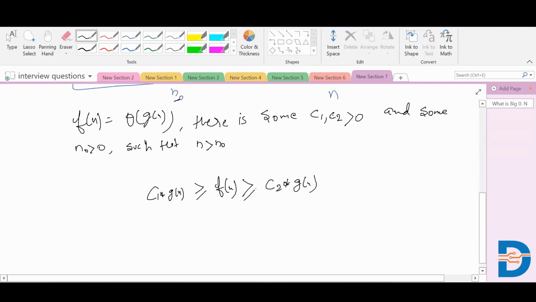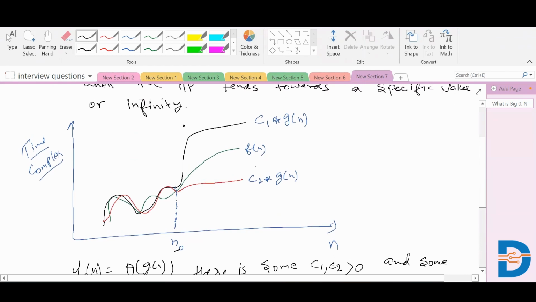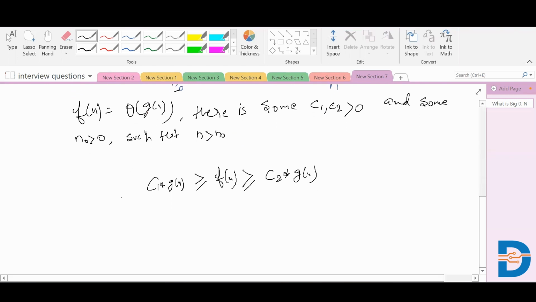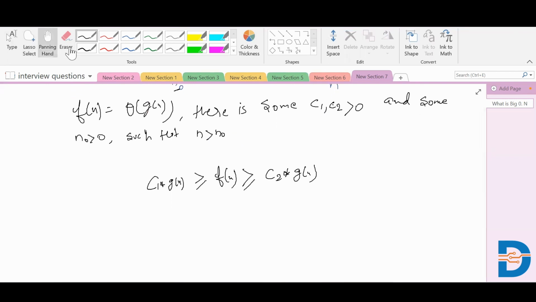So you see, previously we have either the upper bound or the lower bound. Now this time we have both things with us. We have the upper bound and the lower bound as well. So essentially theta of g(n) defines the lower and upper bound for the function f(n) in your big theta notation.